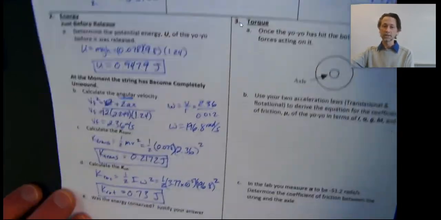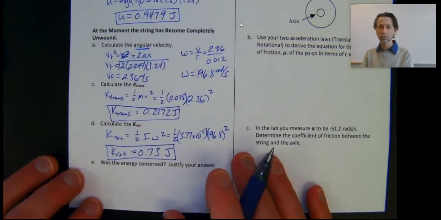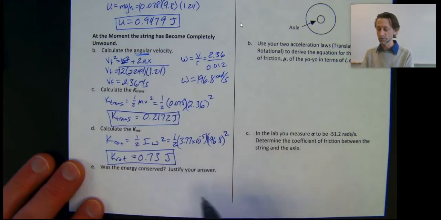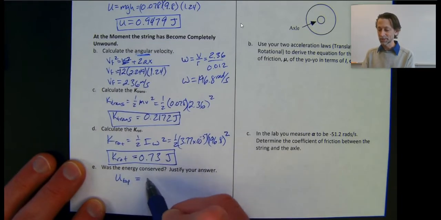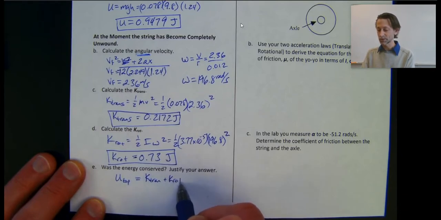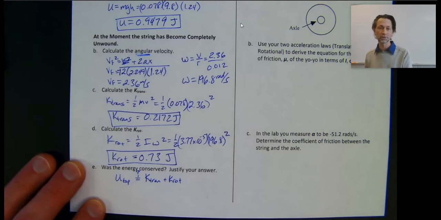Now, was the energy conserved? So when we want to talk about conservation of energy, well, theoretically, the potential energy that we had at the top should equal the kinetic translational plus the kinetic rotational at the bottom. So we want to know, are those two values equal?